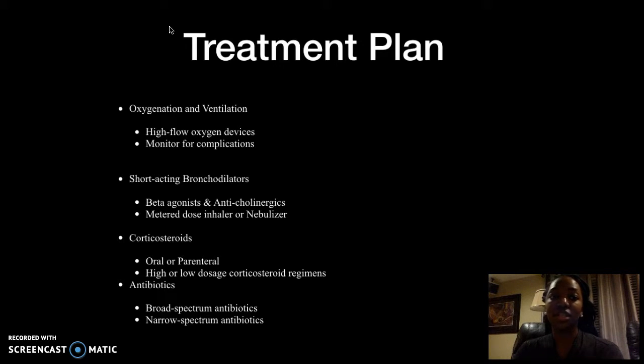oxygen wise. So some complications that we would monitor for these high flow oxygen devices are any complications that they are not getting enough oxygen. So we would look into either pulmonary edema or pulmonary embolism.